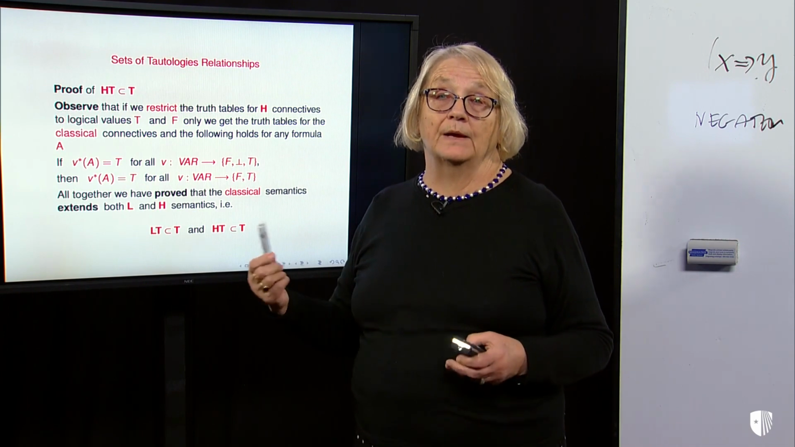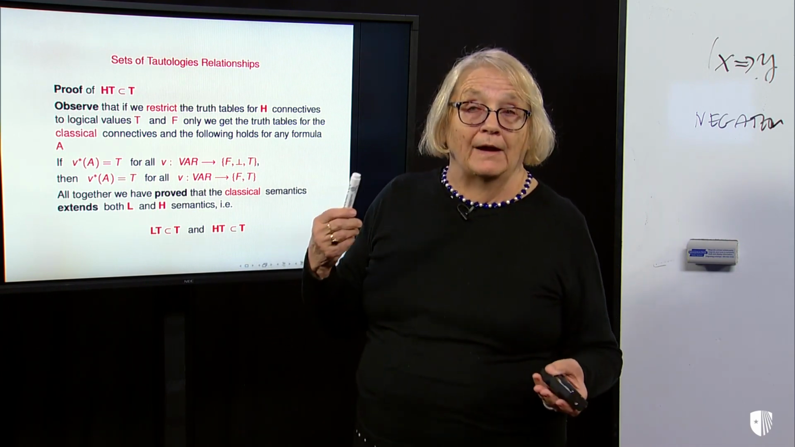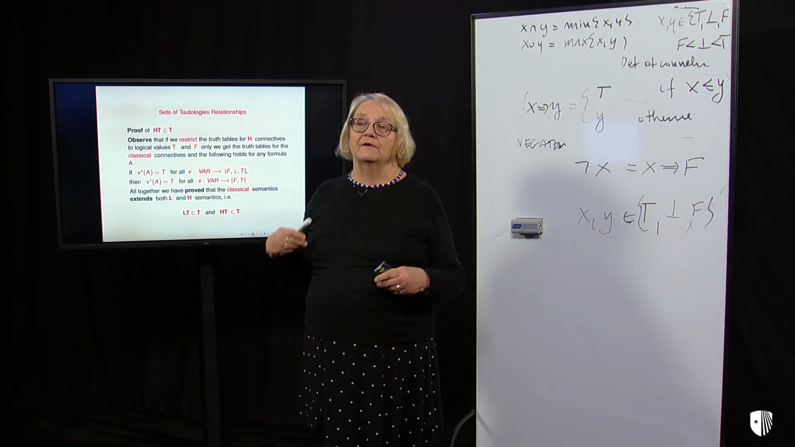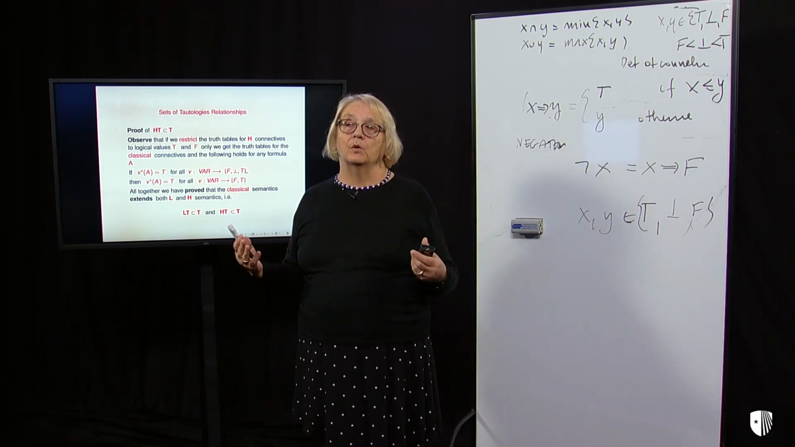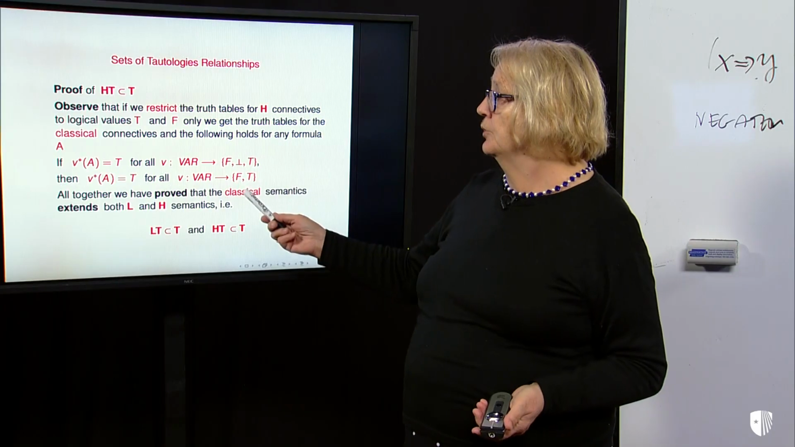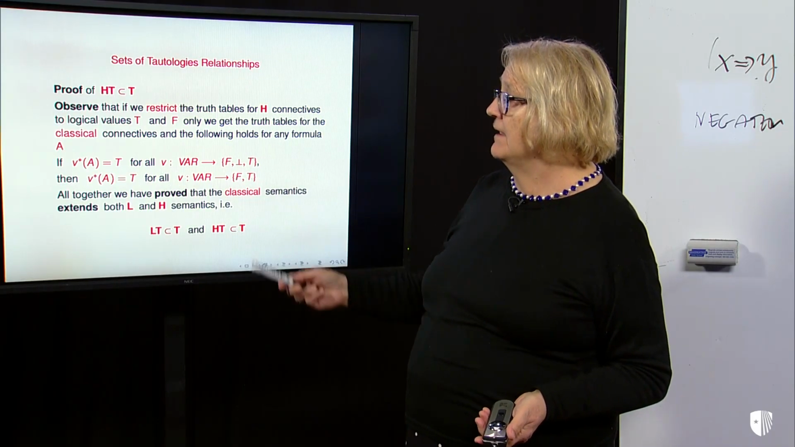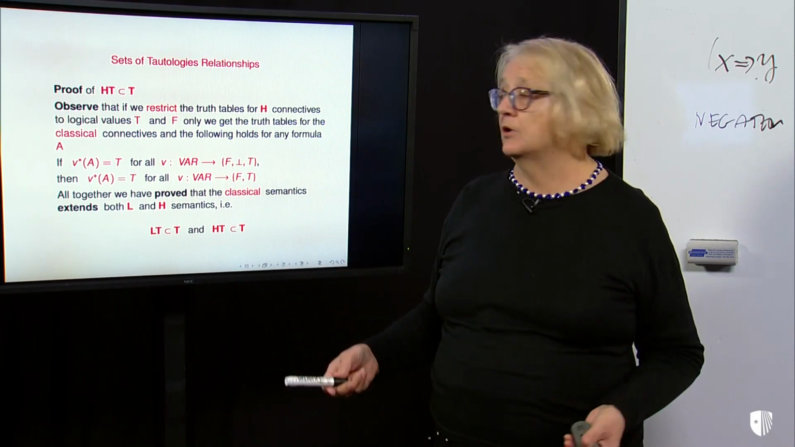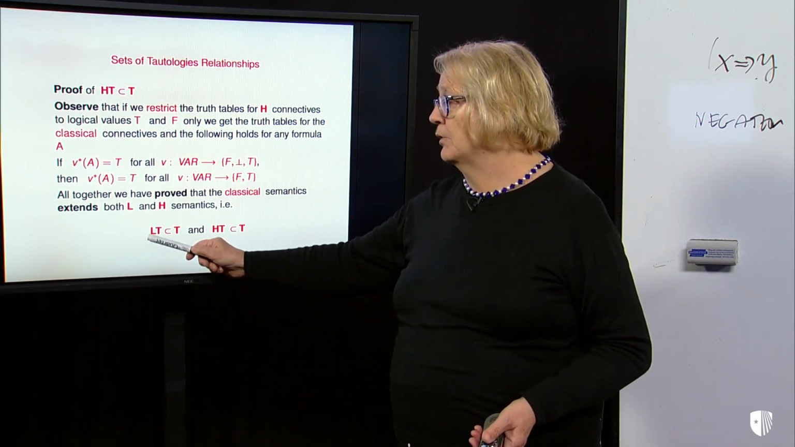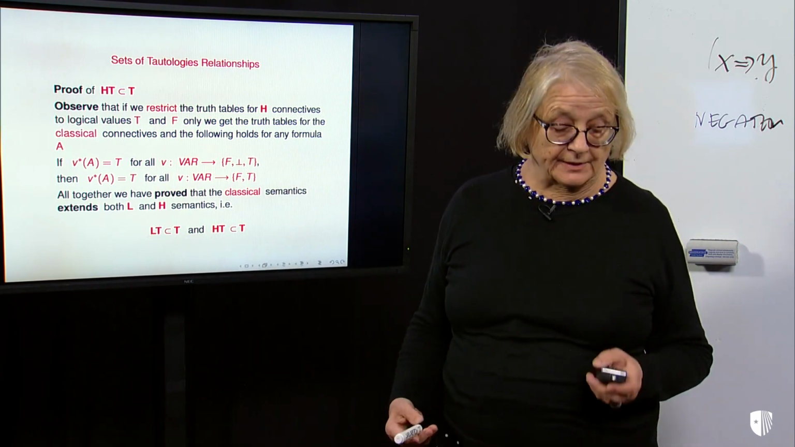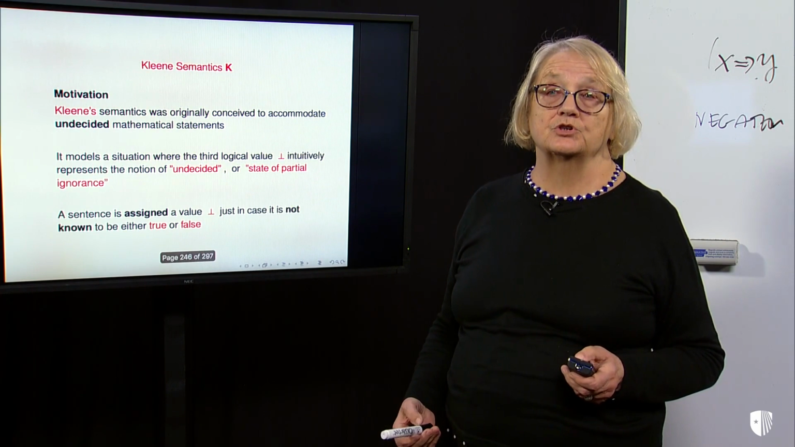So, and then when you look carefully at the definition of Heyting, you have the same properties we had for Łukasiewicz: when you restrict only to values T and F, you get classical connectives. So Łukasiewicz was a subset of classical, and Heyting is also a subset of classical tautologies.